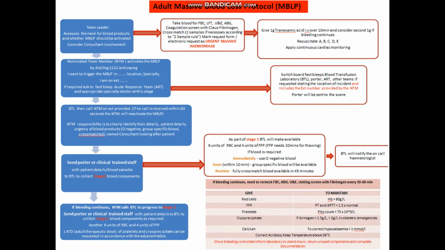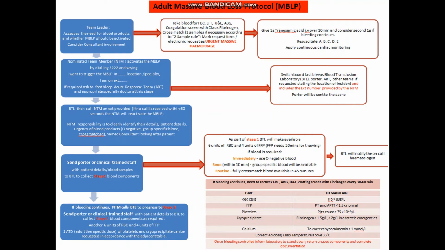The porter or the clinically trained staff will then come to collect stage 1 blood components, as well as sometimes to drop off blood samples, depending on whether they've already been sent. So we will ensure that there are 6 units of red cells and 4 of FFP, and if blood is required immediately and we don't have any samples, then we can use O negative.